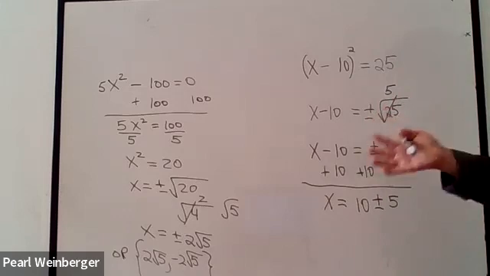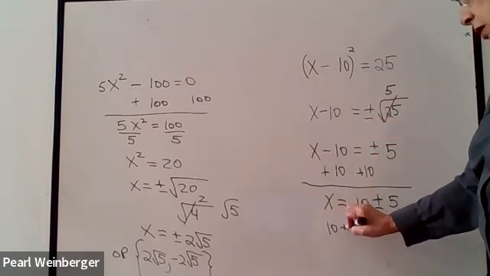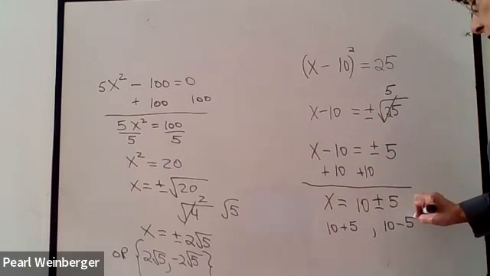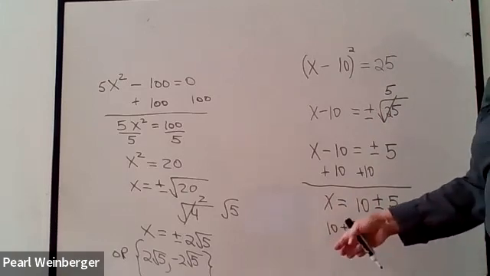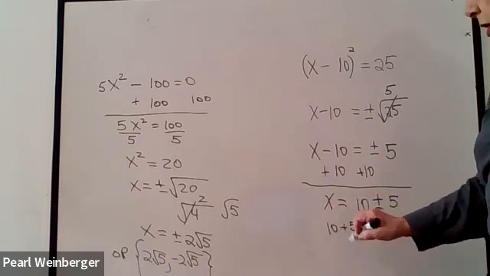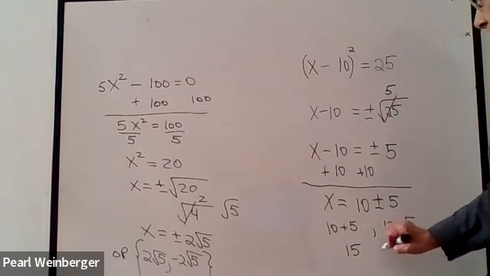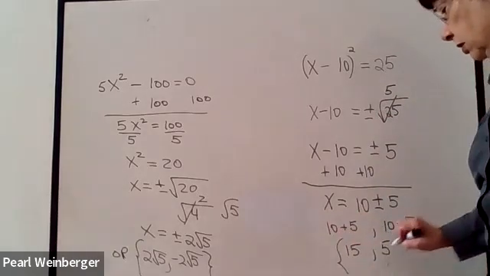Well, what does that mean? It means that we have two answers. One answer is 10 plus 5, and the other answer is 10 minus 5. It happens to be that these numbers can be combined because they're both regular rational numbers. So one answer is going to be 15, and one answer is going to be 5. And here are my two solutions.